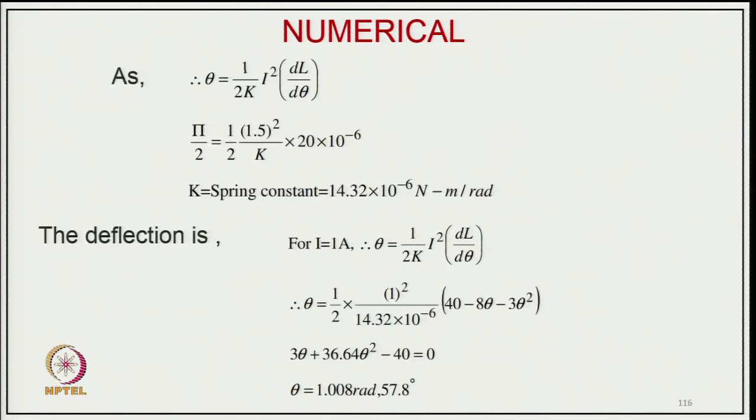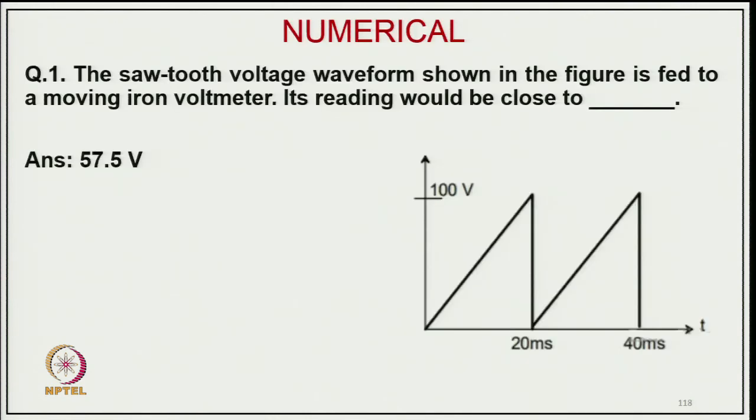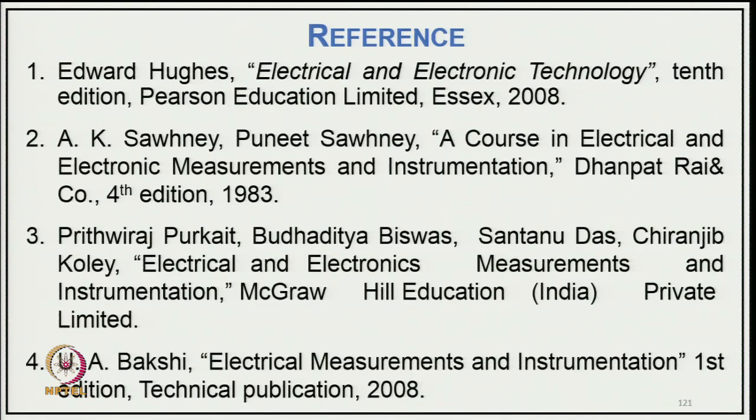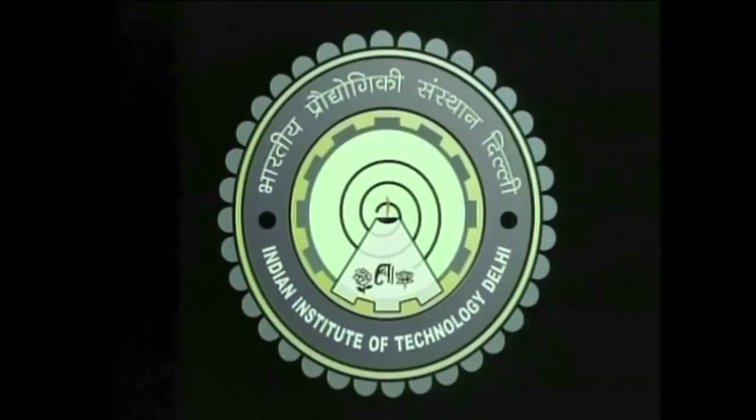So, theta equal to 1 upon 2 into I square upon k into dL upon d theta. So, getting value, the spring constant k will come 14.32 into 10 power minus 6 Newton meter per radian, and deflection for I equal to 1 ampere, theta will be, putting the value, 1.08 radian or 57.8 degree. So, there are some unsolved problems you can solve in a similar manner to what we discussed, and these are the references from which we developed this material, and thank you very much.